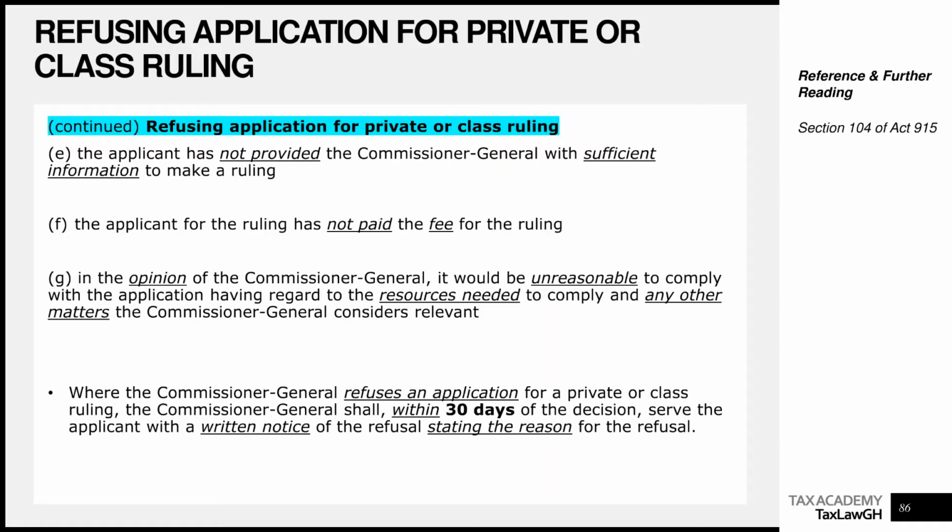So where he refuses an application for a private or class ruling, he will within 30 days of his decision serve you with a notice in writing telling you why he has refused to issue you with the ruling. So take note of this one.